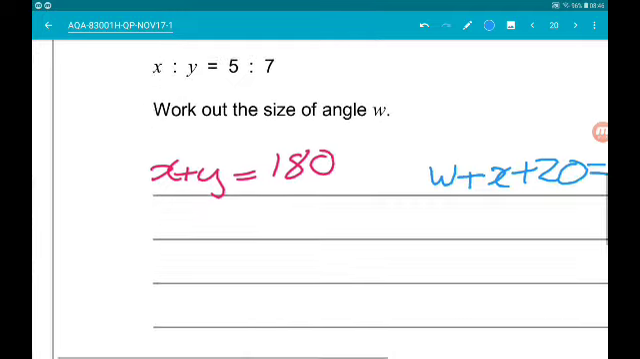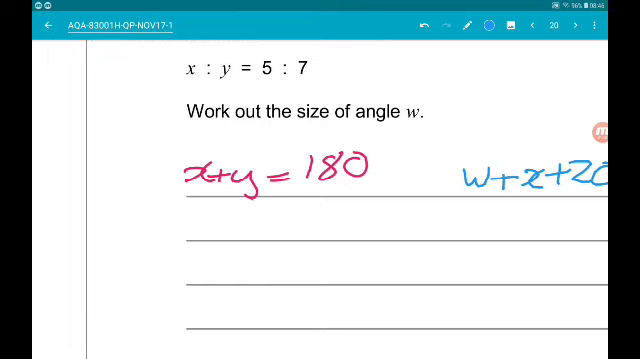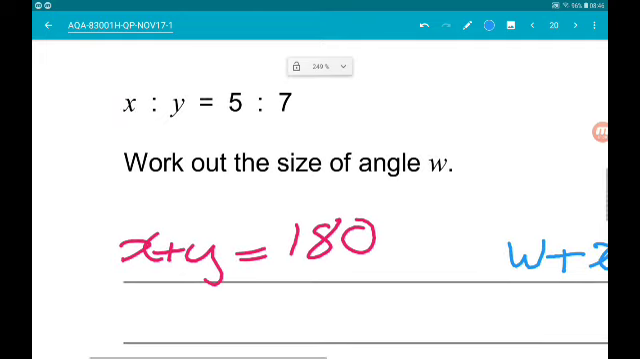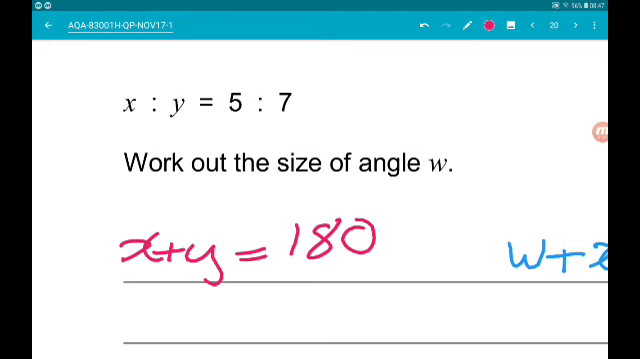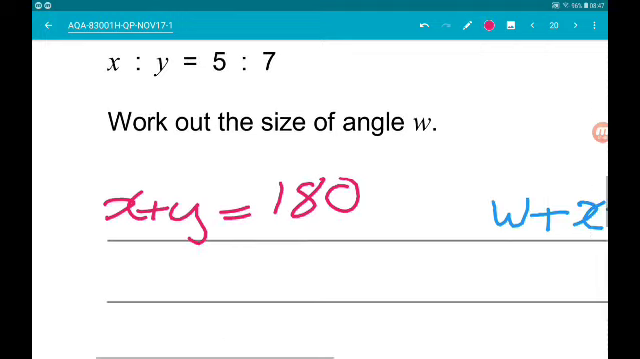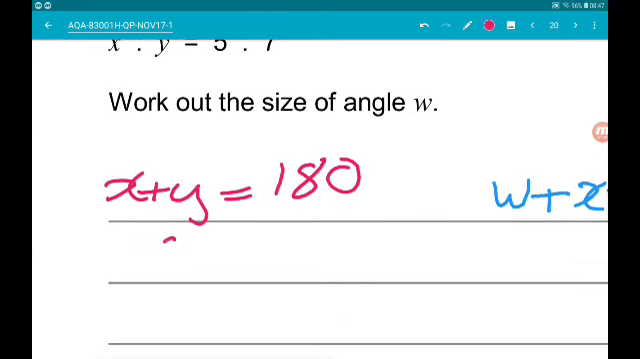Okay, so now that we got those, we don't need the diagram at all. So we know that x and y are in the ratio 5 to 7. We know that x plus y is 180. So we need to split 180 in the ratio 5 to 7. So 5 add 7 is 12.